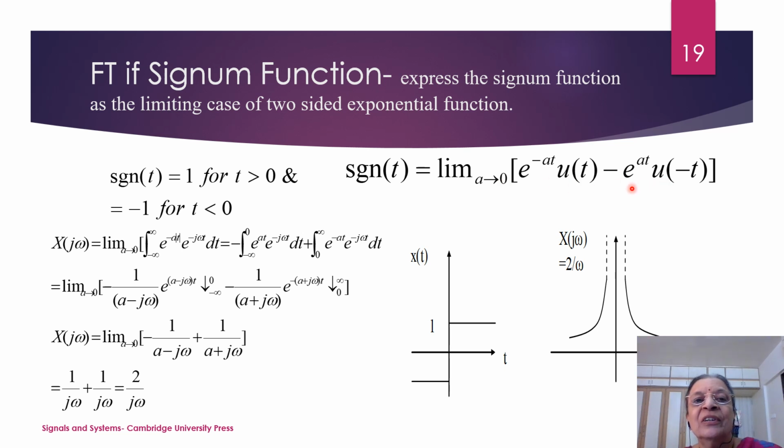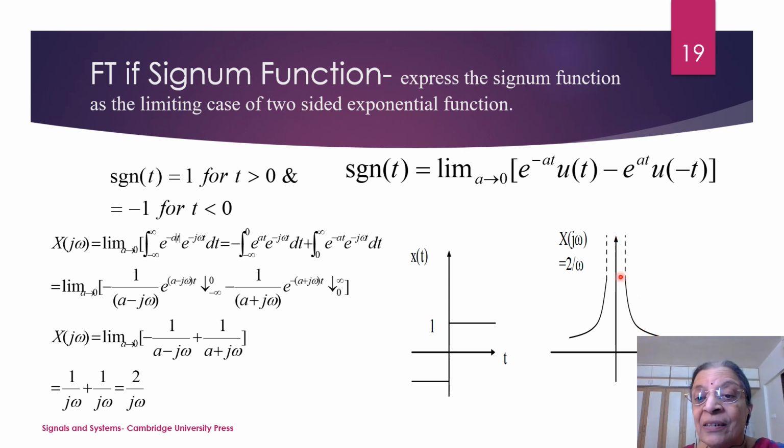When I write this signum function as a limiting case of two-sided exponential functions, I know how to find out the Fourier transform for the exponential functions, so I can directly use this. I take two different terms, between minus infinity to 0 and 0 to infinity, because u(t) exists between 0 to infinity and u(minus t) exists between minus infinity to 0. I just put the limit a tends to 0 and find the integration, same as we have done for e raised to minus 3t, that was 3 plus j omega. In this case it is a minus j omega, and in this case it is a plus j omega. Now you just evaluate this, and it becomes 2 upon j omega. This is 2 upon j omega for negative values, it is also there for positive values.